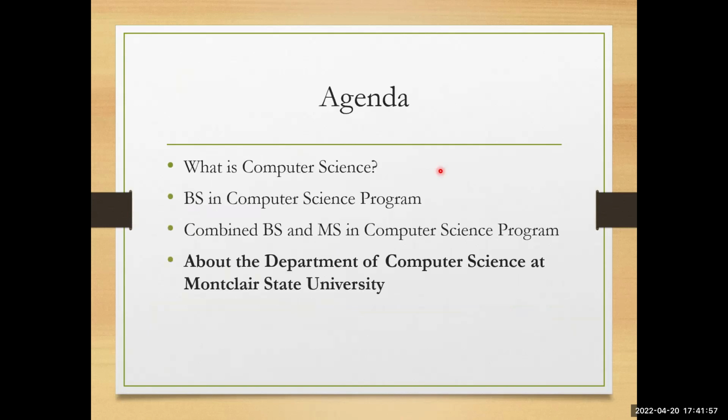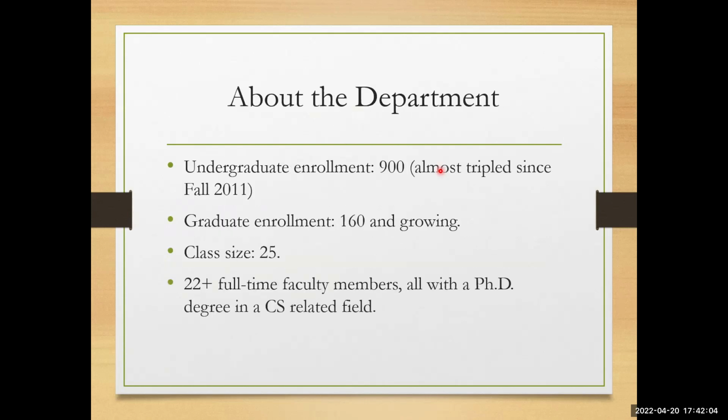So the last item is some information about the department. We have about 900 undergraduate students and about 160 graduate students. Our typical class size is 25. That means you can receive enough attention from your professors. We have more than 22 full-time faculty members, all with a PhD degree in a CS-related field.